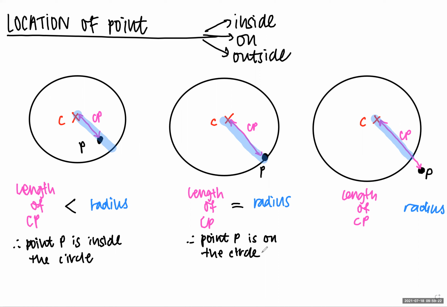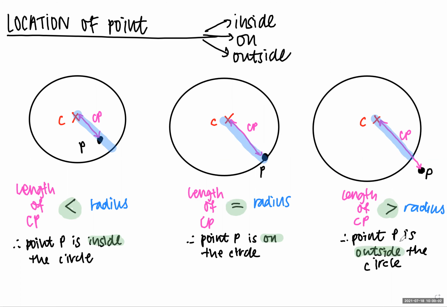Last one. The length of CP and the radius. What do you notice? More than. So when it's more than, we can say the point P is outside the circle. Now you can take your highlighter and highlight it. Less than is inside. Equal is on. And more than is outside.